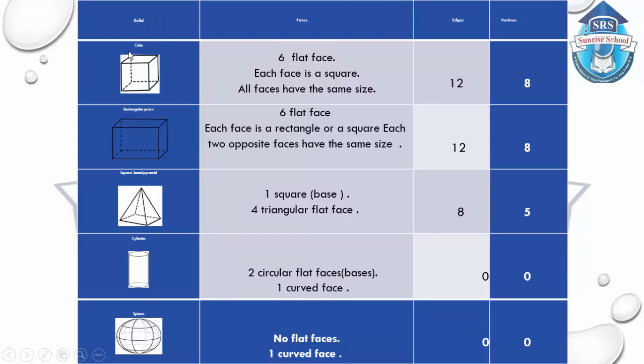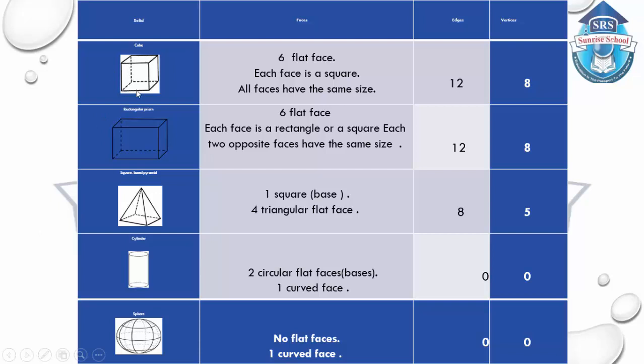The first 3D shape is the cube. A cube has 6 flat faces and each face is a square. All faces have the same size. Let's count its faces together.